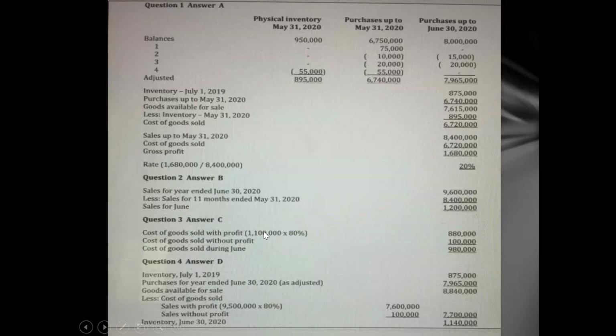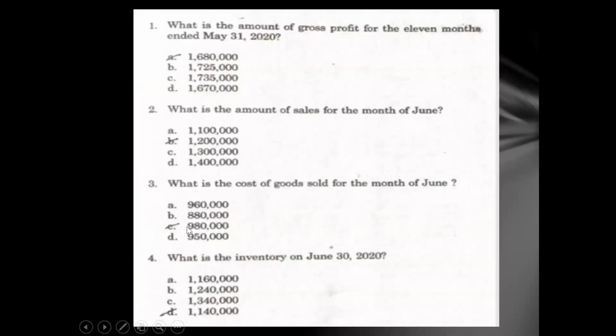1,1 multiplied by the COS rate. Again, gross profit is 20 minus from 100. Therefore, the COS rate must be 80. So your sales price of 1,000,001 times 80%, so your COS with profit is 880. Plus your COS without the profit, this is the damaged goods sold at cost. So your total cost of goods during June is 980,000. So that makes your letter C.